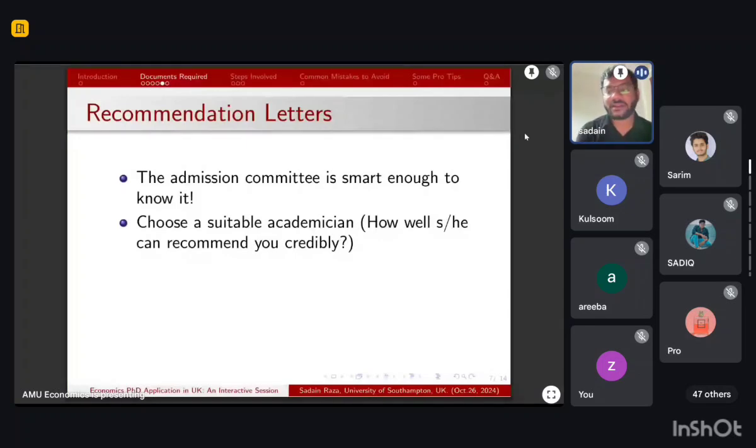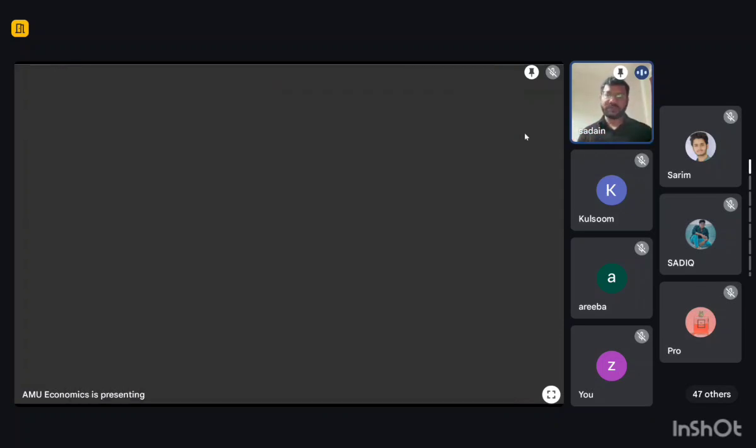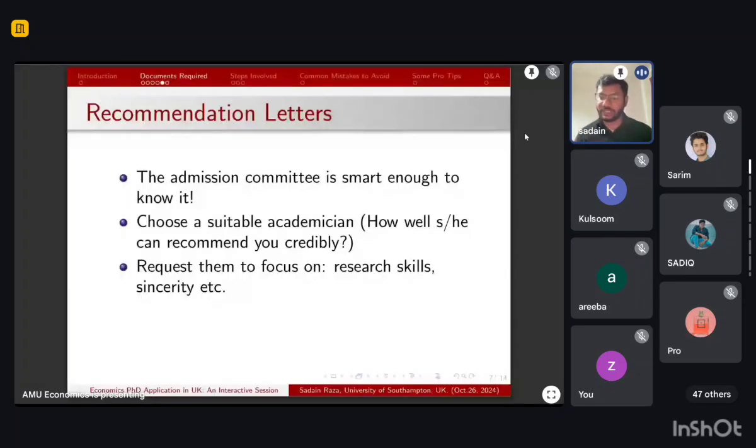Sometimes when you go to your referee, they say, okay, come to me with a draft. You should not write your own draft. There are reasons for that. First, you are the person who has written the CV, the statement of purpose, the research proposal, and you are writing your recommendation letter as well. The admission committee is smart enough to know that this is the same person who has written all four documents. So you should not write your own recommendation letter.